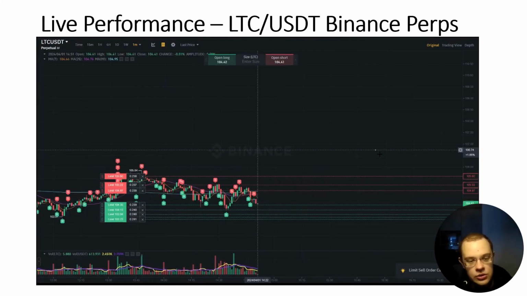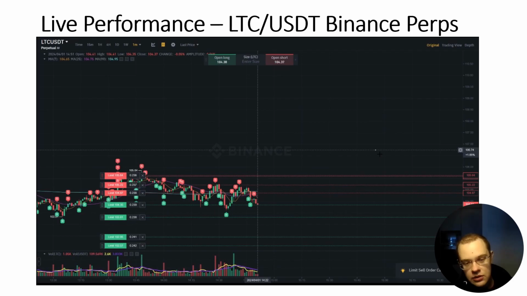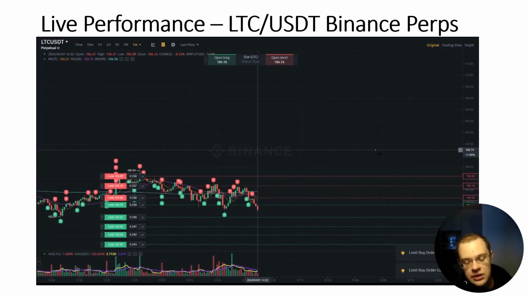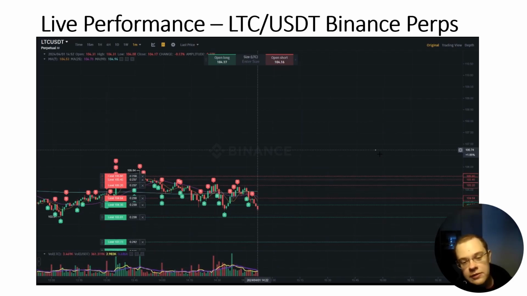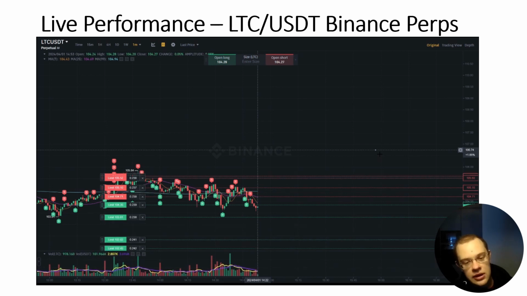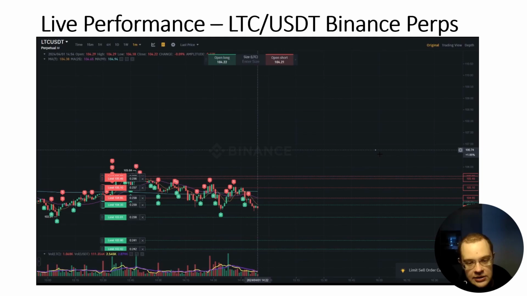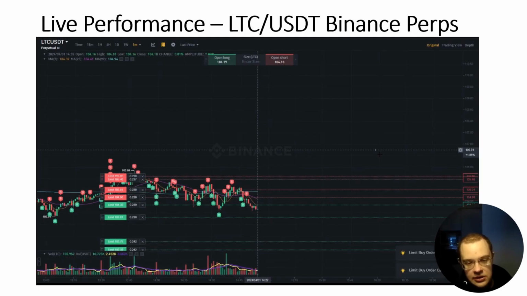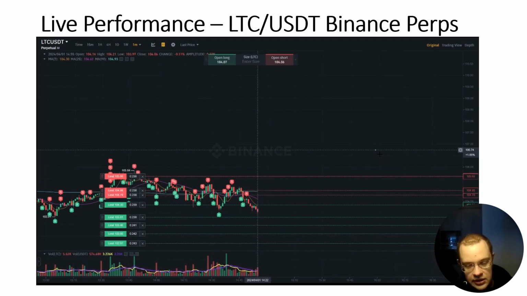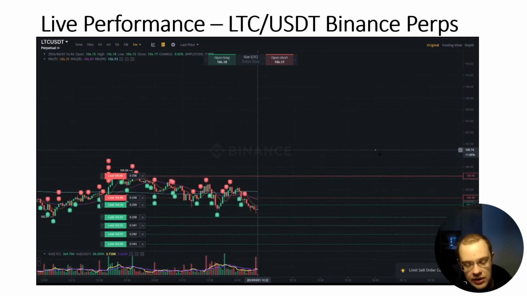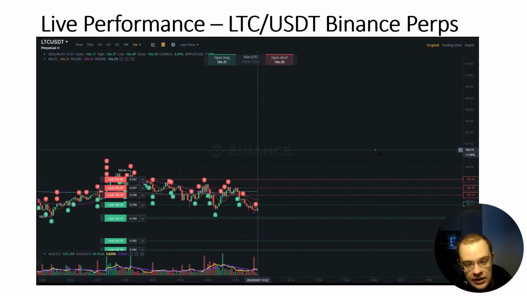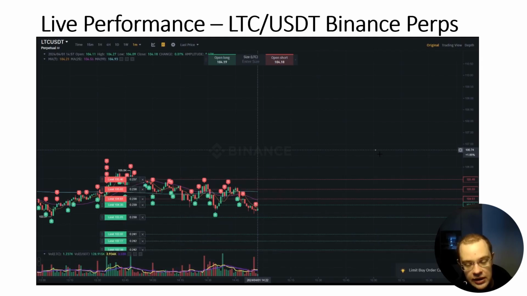So let's see how it works in real life. We're doing LTC USDT on Binance Perps. We are flat for now. Nothing is going on. Equal sides to sells and buys here. I think this is really an artifact of Binance, so this buy doesn't exist. Big sell here, big sell. So it sniffs it and it immediately executes a sell order.